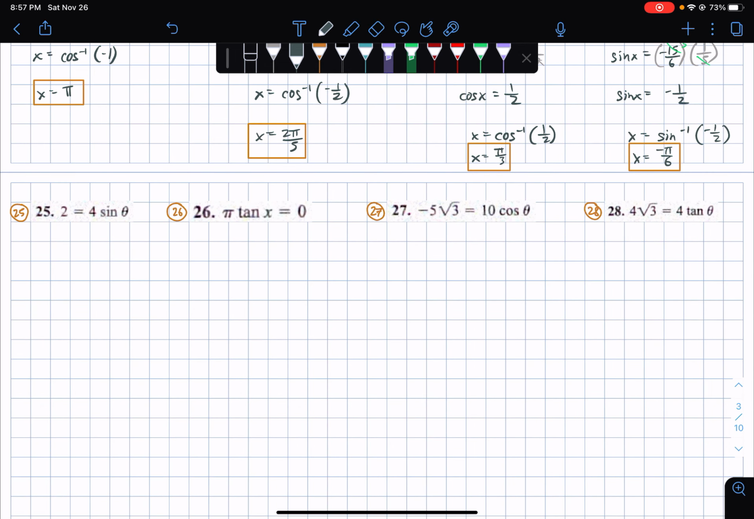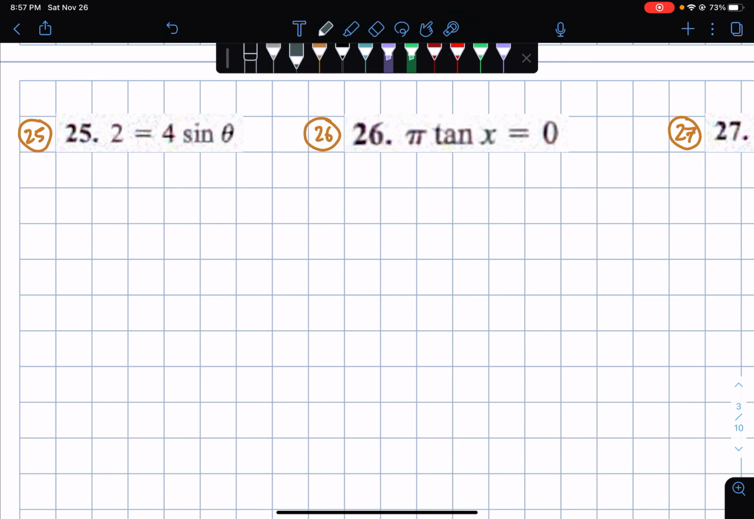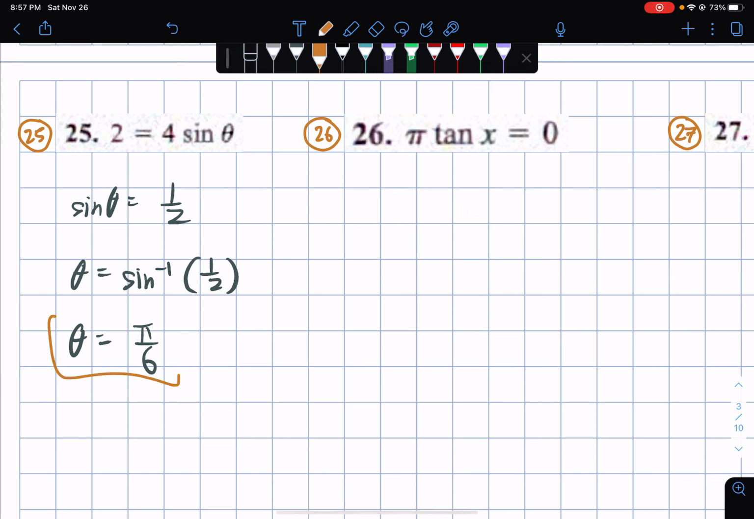Carry on with 25 to 28. So this time, we divide both sides by 4. So sine theta is equal to 1 over 2. Theta is equal to the arc sine of 1 over 2. Theta, therefore, is, I think this is pi over 6. Yeah, I suppose so.